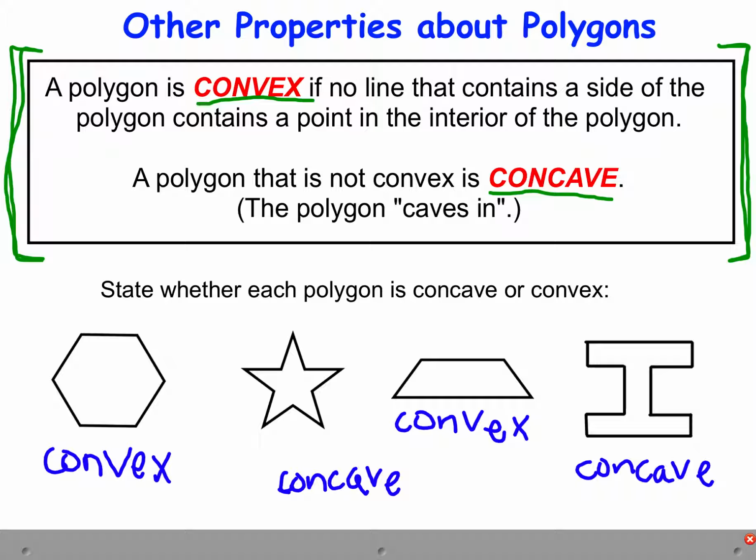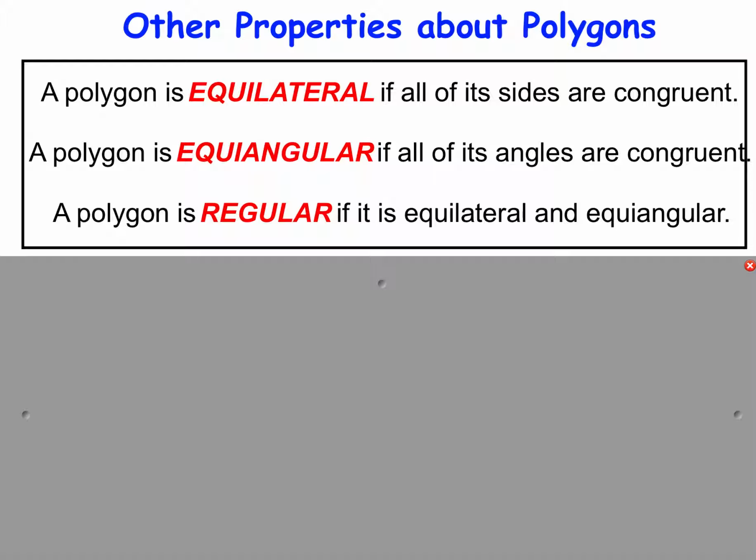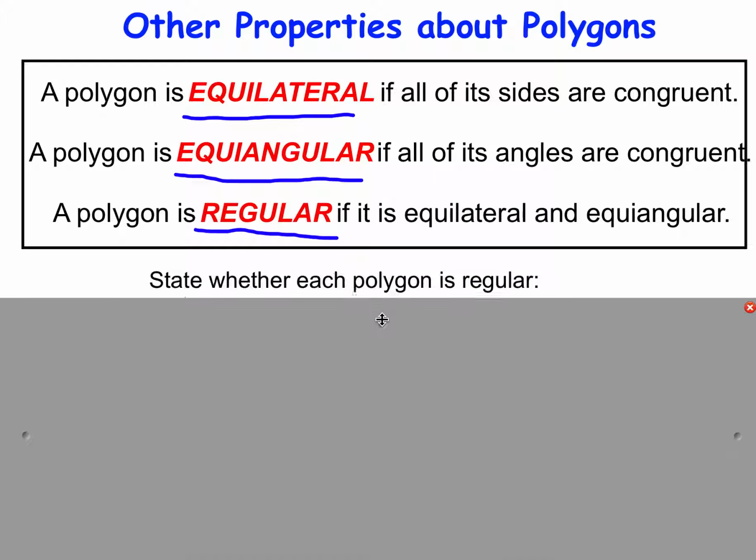All right, so there are some examples. We classify polygons just like we do triangles in the following ways. A polygon is known as equilateral if all of its sides are congruent. It is known as equiangular if all of its angles are congruent. And if both of those things are true, if it's equilateral and it's equiangular, then it is known as regular. Pretty straightforward. So equilateral, all the sides are congruent. Equiangular, all the angles are congruent. And regular, if all the sides and all the angles are congruent.